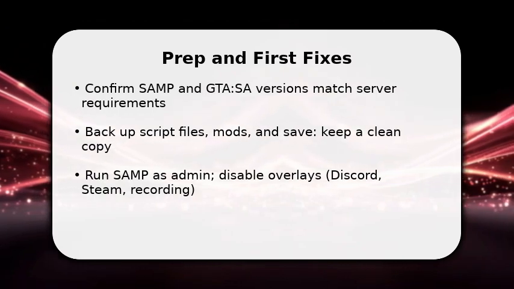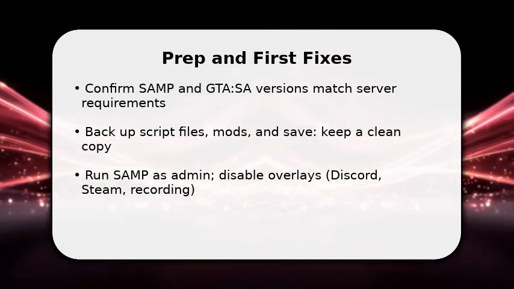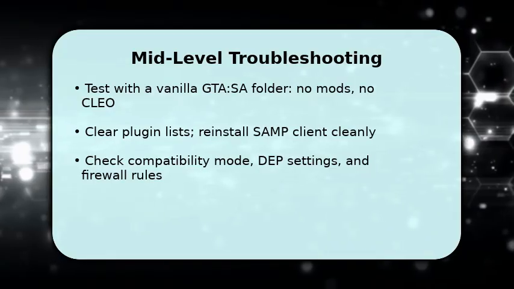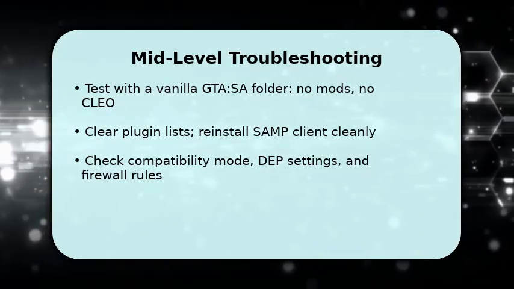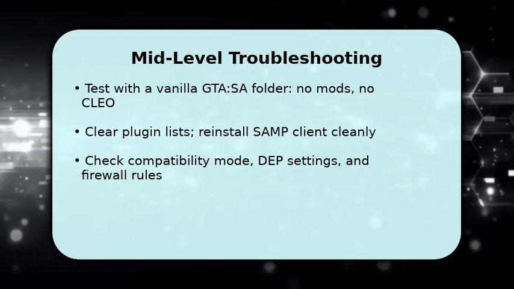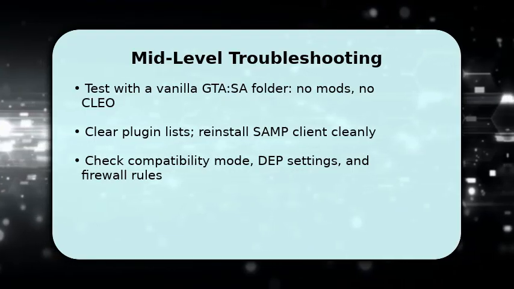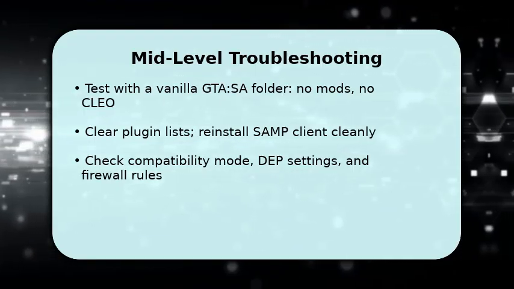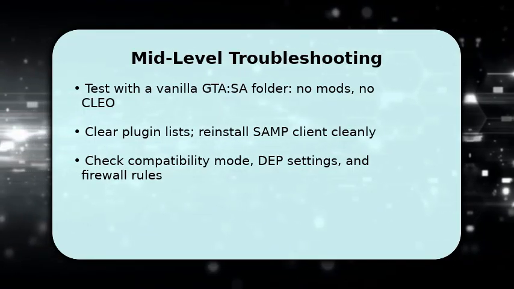Once the basics are cleared, switch to a vanilla GTA SA copy to isolate mods as the cause. This explains whether the crash is client or content related. Then uninstall and reinstall SAMP to restore original binaries and overwrite corrupted DLLs.